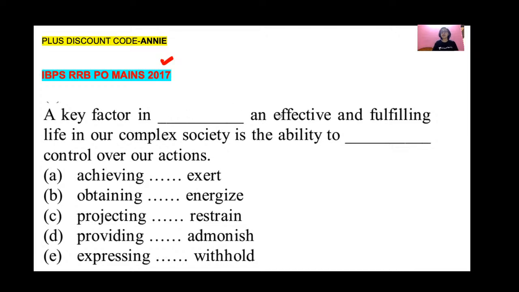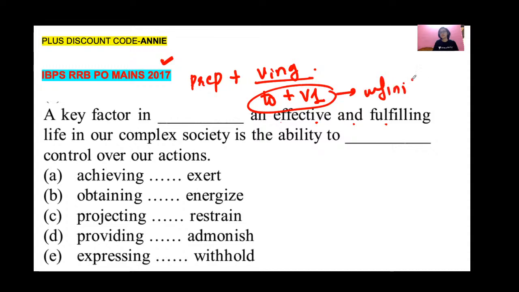A key factor in dash and effective and fulfilling life. So after a preposition, the verb always comes in the ing form. The exception is to plus the first form of the verb, which is the infinitive form. Except this, the verb always comes in the ing form after a preposition. So here of course an ing form of verb will come, and in all the options the first word is in the ing form. So in achieving, in obtaining, yes, both these are suitable. In providing an effective and fulfilling life, yes, it can be. You can provide an effective and fulfilling life to someone. Yes, this also can be the answer, but expressing and projecting, these two will not be suitable.